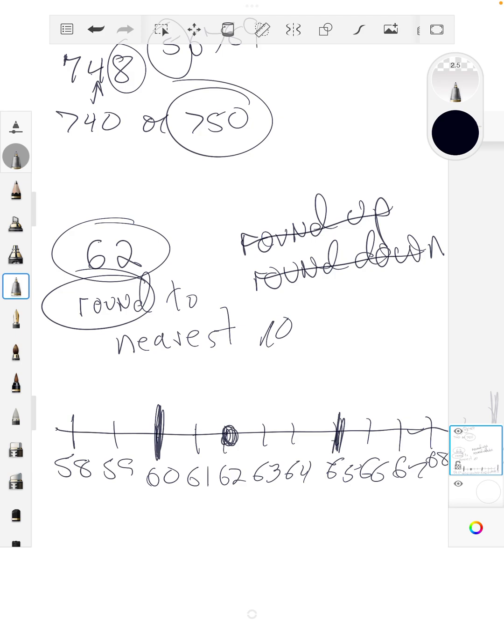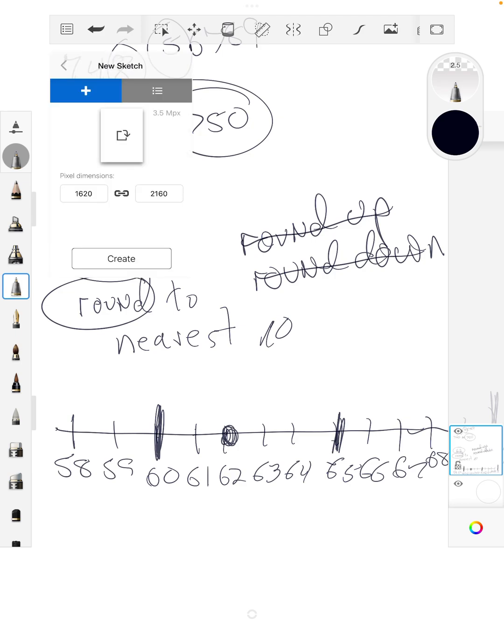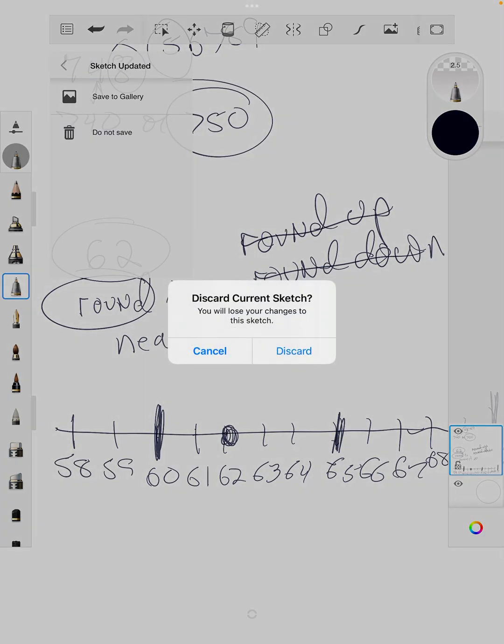All right, let's clear that. Let's see if I can do this quicker. So new sketch, and I want to create, and I don't want to save, and I want to discard, and I want to go blank. Good. So now this is lesson 3.